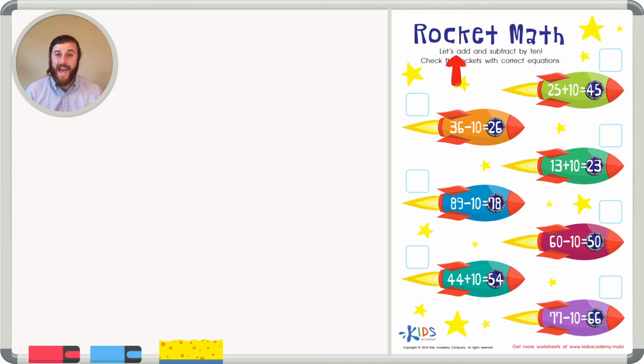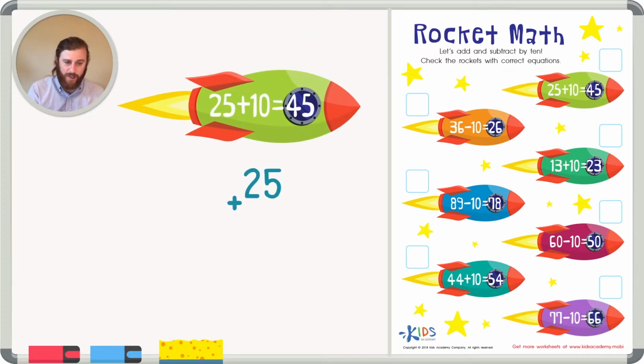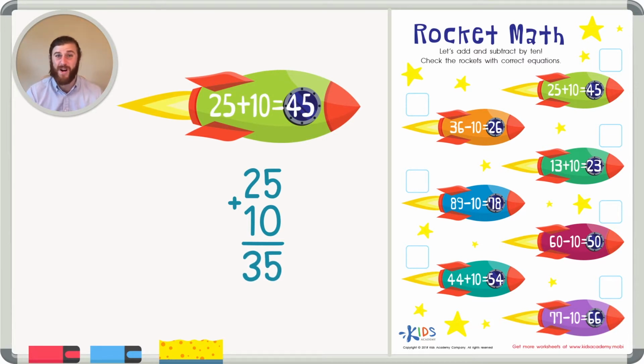Rocket math. Let's add and subtract by 10. Check the rockets with the correct equations. Okay, so let's look at this first rocket, 25 plus 10. And this rocket has a sum of 45. So let's see if that's correct. Well, 25 plus 10. Remember, anything plus 0 is just the same number. So 5 plus 0 is 5. And 2 plus 1 equals 3. So 35 is not the same as 45. So this first rocket is not correct. So we are not going to check that.